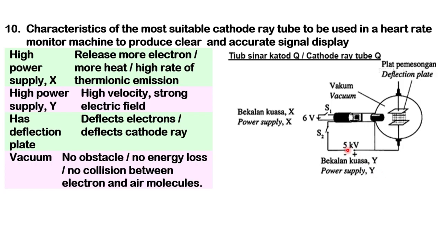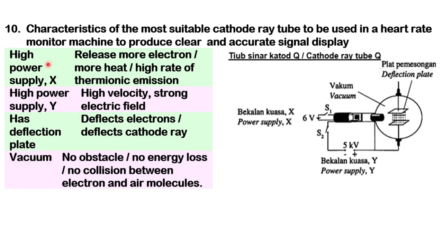Next, look at the power supply Y. In this question it gives you two choices, 5 kilovolt or 3 volt. Definitely we choose the higher one, because we want to have high velocity, or a strong electric field.